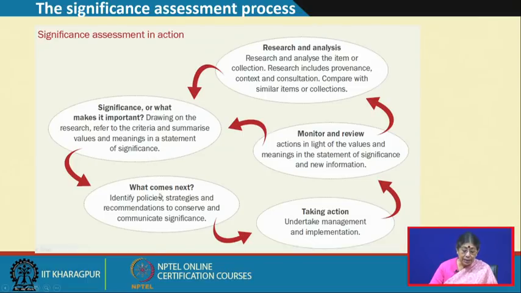Then what comes next? Based on this statement of significance, we have to identify the policies, strategies and recommendations to conserve and communicate the significance, because it's not enough to know the significance; it has to be manifested in some strategy and policy for conservation. So based on that, we take action, undertaking management and implementation. The statement of significance leads to what we are going to do about the things which are significant, and for what.